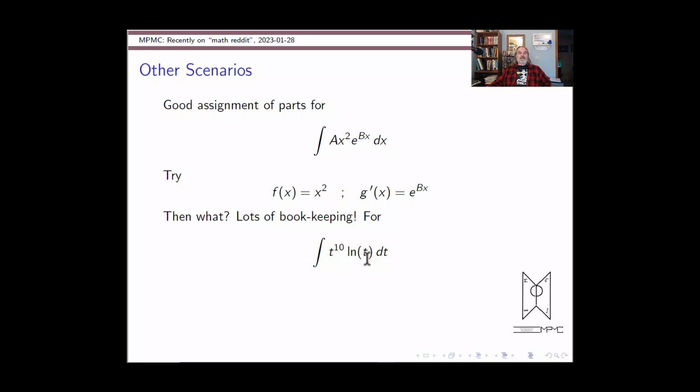We would like to trade the natural log term for its derivative, which is only going to be 1 over t. Now the cost of that is that in the new integral we're going to be dealing with a t to the 11th, the antiderivative of t to the 10th, but that's okay. And if you work this problem through, the derivative of natural log of t is going to help cancel one of that new power in the t to the 11th. So it all works out. It's good stuff.